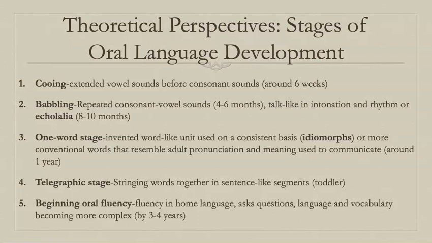And the telegraphic stage consists of stringing words together in a sentence-like segment. And this happens around the 2-year mark, when children become toddlers. And this is telegraphic because the utterances don't include words with conjunctions or articles or prepositions or word endings.